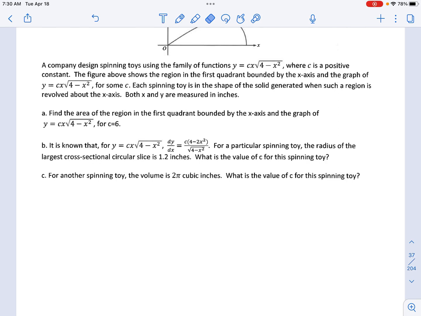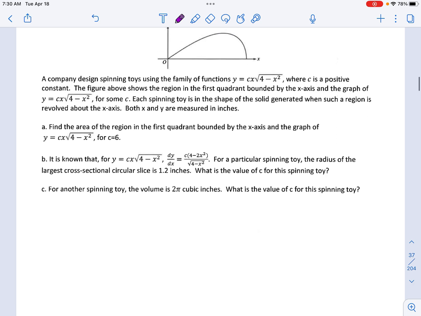Okay, this is an area volume question. It says, a company designs spinning toys using the family of functions, c x square root of 4 minus x squared, where c is a positive constant. The area, the figure above, is the region of the first quadrant bounded by the x-axis and this equation.